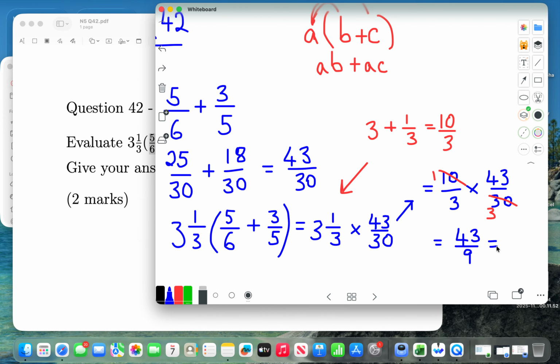9 times 4 is 36. 9 times 5 is 45. So that's going to be 4 plus something. Now 43 minus 36 is 7. So you've got 4 and 7 ninths. An easy way to think about this is if you have 43 divided by 9, you get 4 with a remainder of 7. So this is the final answer.